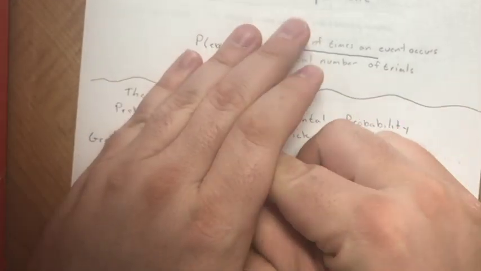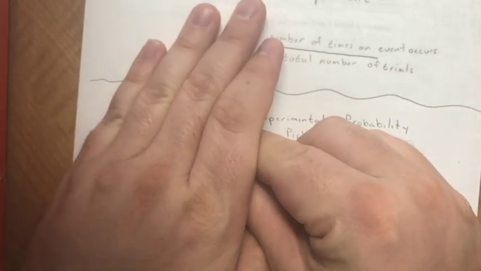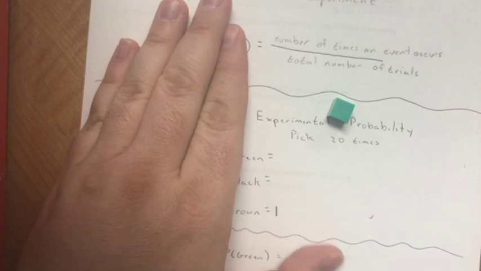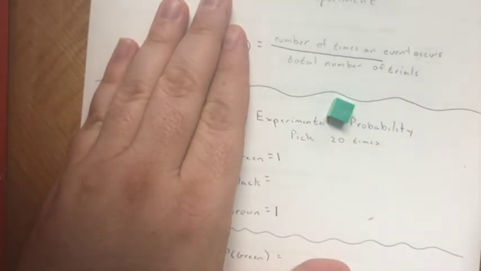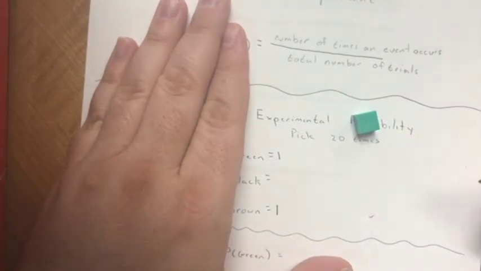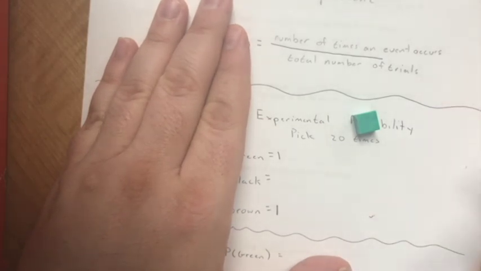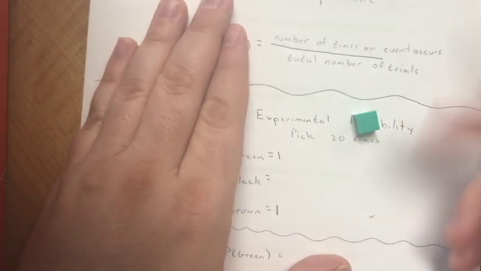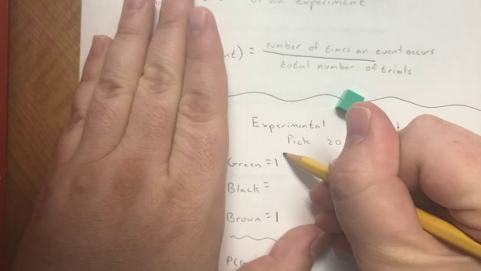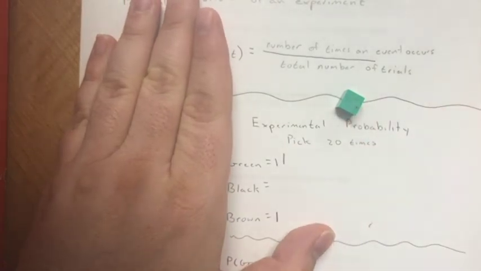I'm going to go back, throw it in, mix it up to the best of my ability, and I'll pick another one at random. And again, I don't know what I'm picking. Hey, I've got a green, all right? I'm going to continue to do this on camera for a total of 20 times. And I want you to do the same thing. I want you to pick 20 times at random and continue to mark it down. So I got another green. So I'm going to do this, and I want you to do the same thing.